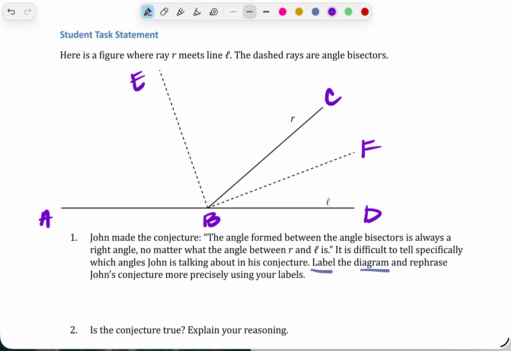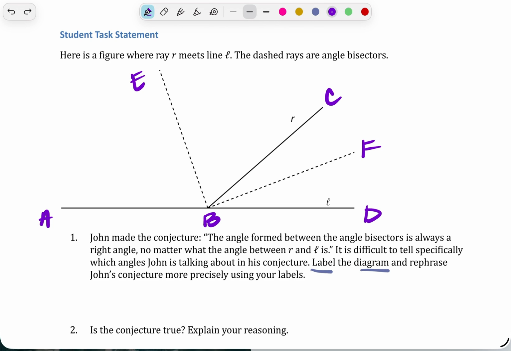All right. So I'm going to read this conjecture again because it's kind of confusing. The angle formed between the angle bisectors is always a right angle, no matter what the angle is between these lines, L and R, that's made. It's difficult to tell specifically which angles John is talking about. Okay, so then we labeled.